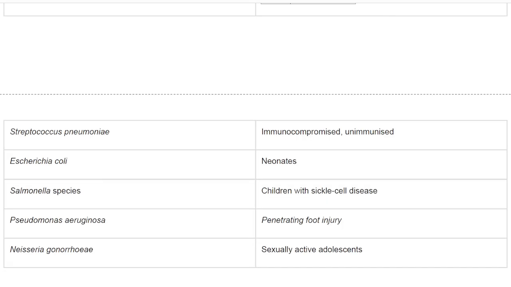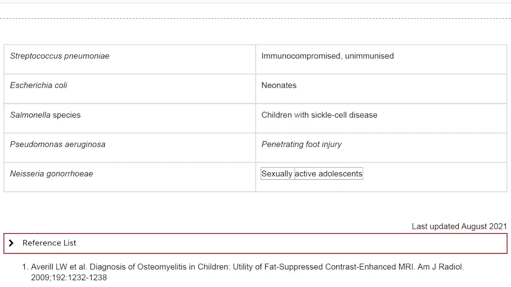Group A streptococci: older infants and children. Streptococcus pneumoniae: immunocompromised. Escherichia coli: neonates. Salmonella: children with sickle cell disease. Pseudomonas aeruginosa: penetrating foot injury. Neisseria gonorrhoeae: sexually active adolescents.